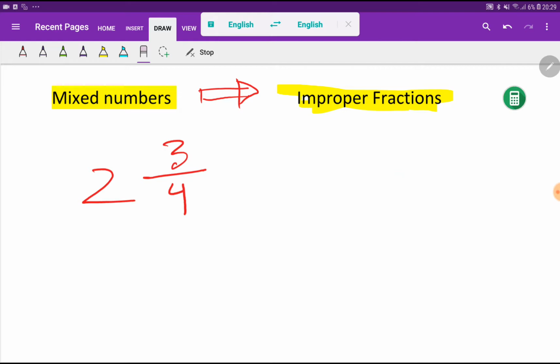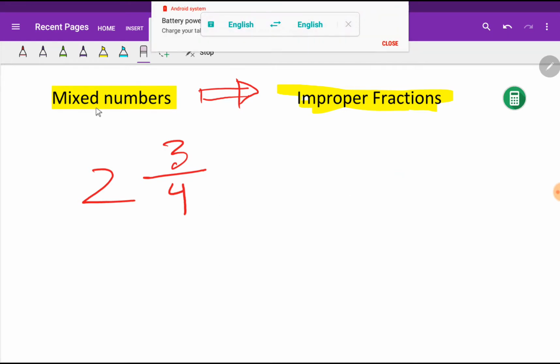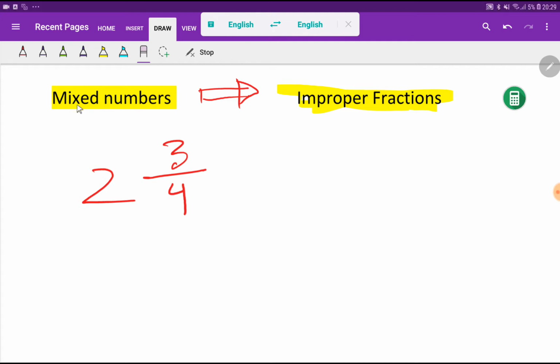However, now come to the point, how to convert this mixed number 2 and 3/4 to an improper fraction. Okay, so you know that here 2 is a whole number. So what I'll do, look, for an improper fraction we will have a numerator and denominator. That is, our denominator will be the same for the mixed number and the improper fraction. So here the denominator is 4, so I have to take the same denominator.